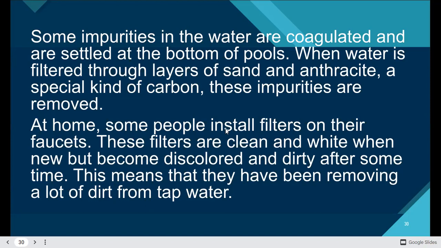At home, some people install filters on their faucets. Do you have filters in your faucets at home? Yes. Some of your parents use filters in their faucets because this water also needs filtering before we can actually use it. These filters are clean and white when they're new, but become discolored and dirty after some time. This means that they have been removing a lot of dirt from your tap water.